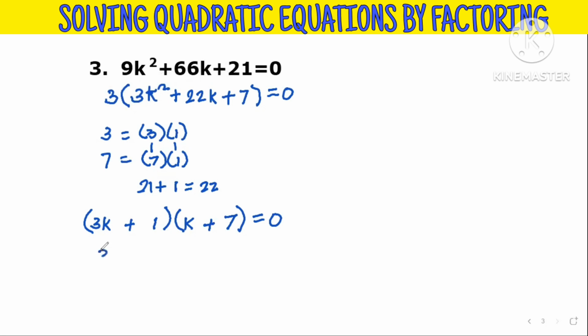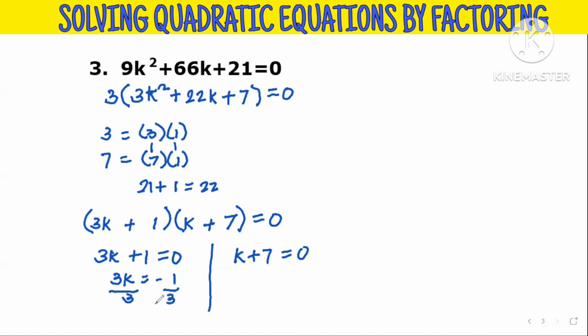So the next step is to apply the zero product property. 3k plus 1 equals 0. Or k plus 7 equals 0. If 3k plus 1 equals 0, then 3k equals negative 1. Then we divide both sides by 3. So k is equal to negative 1/3. And if k plus 7 equals 0, then k equals negative 7. So what are the two solutions? Negative 1/3 and negative 7.